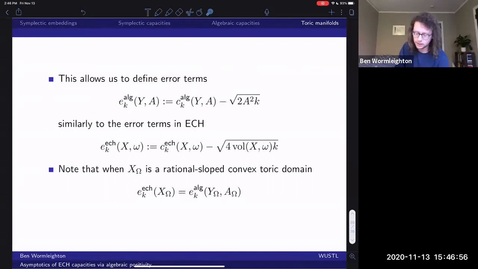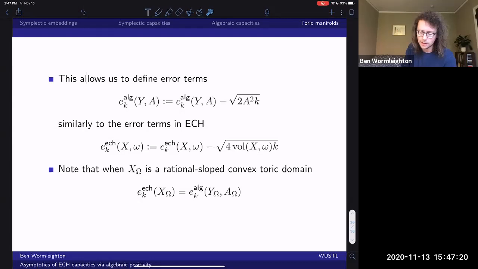Okay, so what that previous theorem just said was that the algebraic capacities grow like this. They grow like square root 2a squared k. And so we can define error terms, just like there are error terms in ECH, E_k^alg, which is the difference. So we're just analyzing.